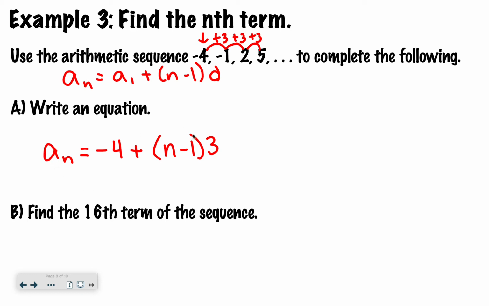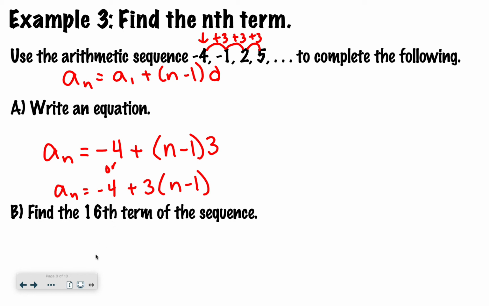Sometimes students ask, can I put this 3 in front of the parentheses? And yes, that's totally fine. If you wanted to write it where you said a of n equals -4 plus 3 parentheses n minus 1, that's totally fine. Just be careful that you don't add these two numbers first. You need to distribute first before you do anything with that -4.